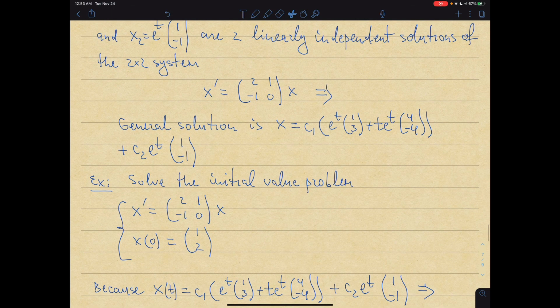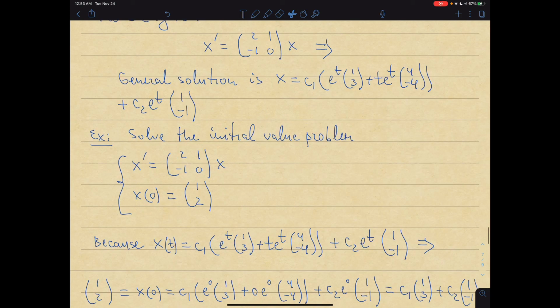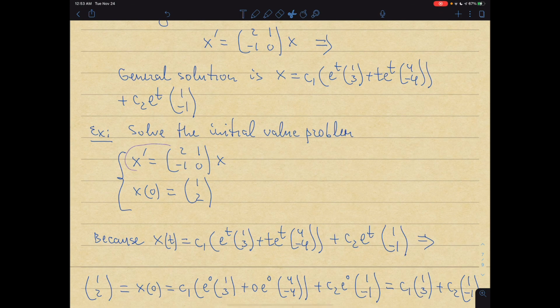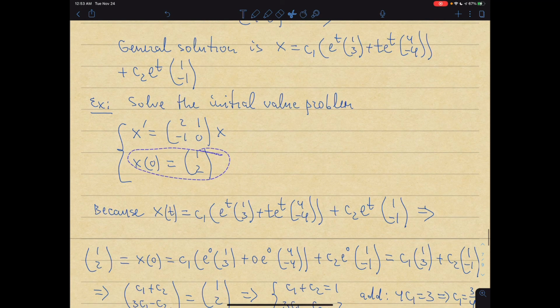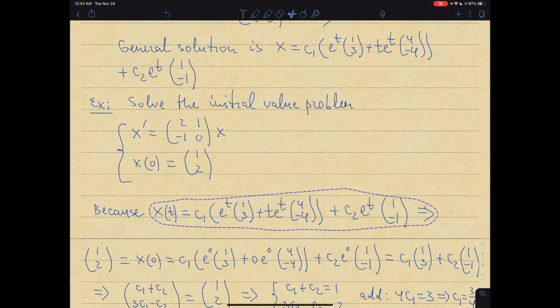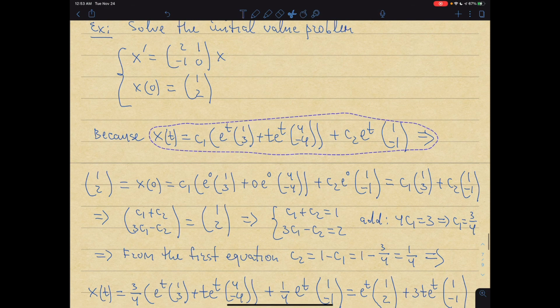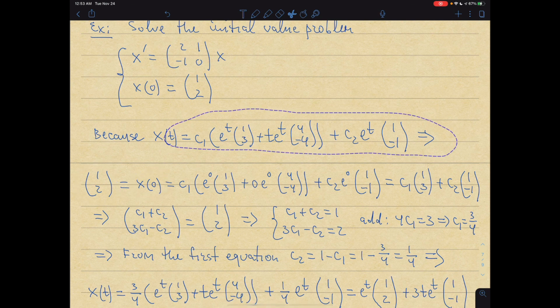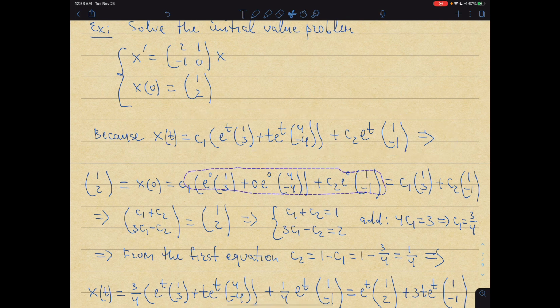And then we can solve initial value problems. So if I want to solve an initial value problem for this equation, and I prescribe some initial conditions, then I already know the general solution, and I just need to figure out the constants. For that, you substitute. So x of 0 is (1, 2). You substitute 0 into x of t, and you end up with that.